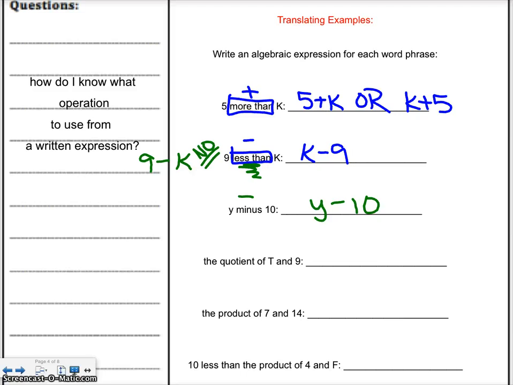Quotient. The quotient of t and 9. What does quotient mean? Multiply? Quotient, check again. Divide. So quotient means divide. So we do division with a fraction as 7th graders. So the quotient of t goes on top, 9 goes on bottom. Or you could do a slash. T slash 9, that's quotient too.